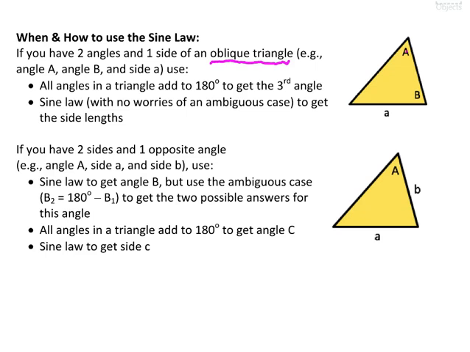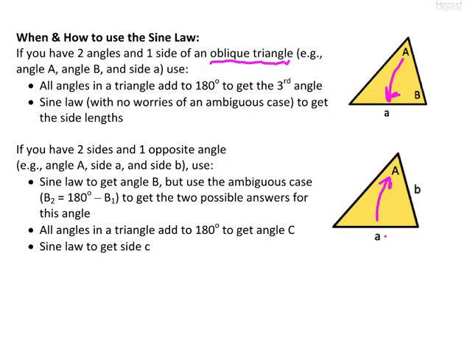And there are two times you'll do it. If you have two angles that you know and one opposite side. See how this side is opposite an angle that you know? That's an example of where you will use the sine law. Or if you have two sides and one opposite angle, so that angle is opposite a side that I know here, I'll also use the sine law there.